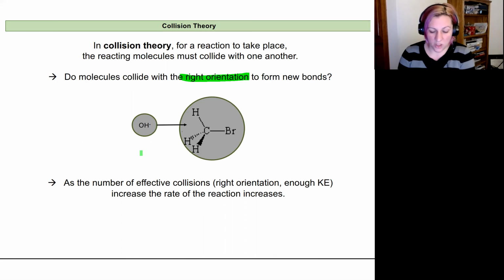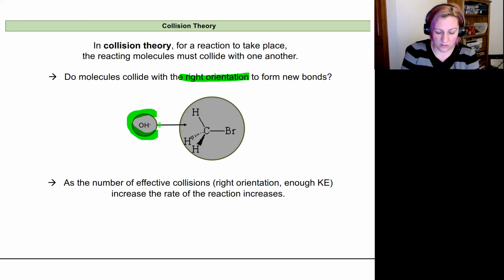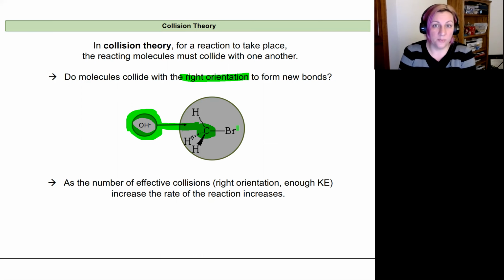And so here I'm showing two molecules colliding. We have this hydroxide molecule colliding with this carbon with three hydrogens and a bromine. And if it collides in the right orientation, so if it collides here and hits this carbon on the other side of the bromine, then it is set up to line its orbitals up to form new bonds with the carbon. But if it came in and collided towards the hydrogen, it wouldn't form a bond, right?